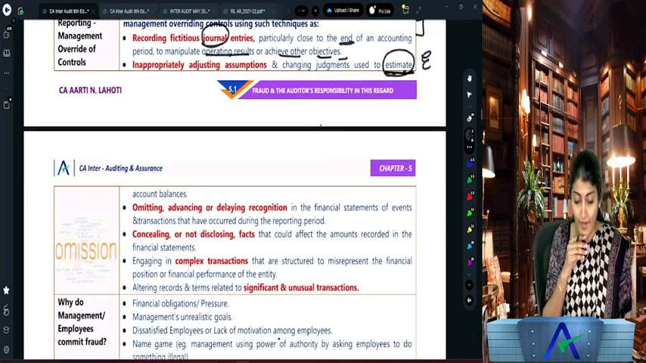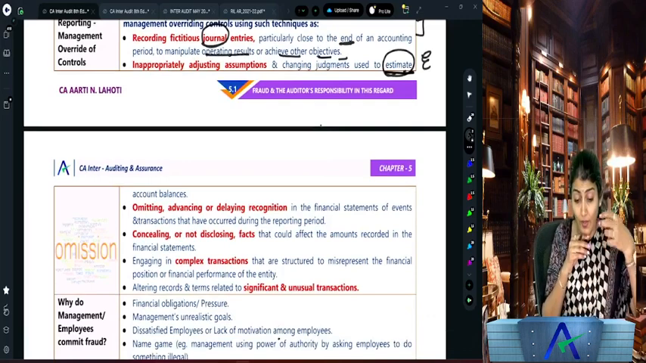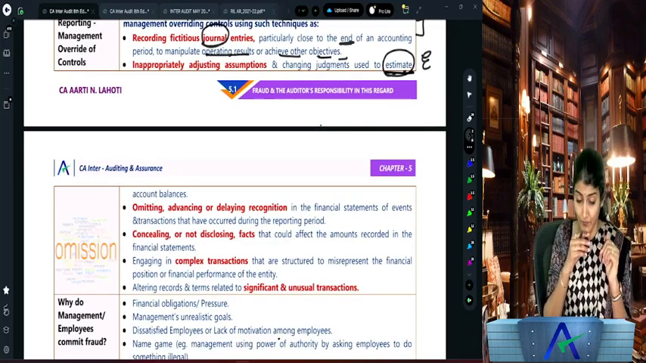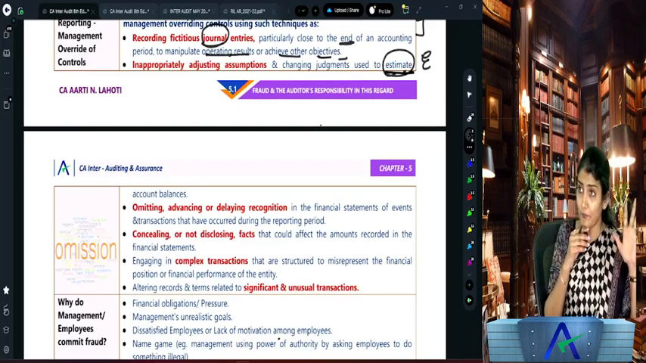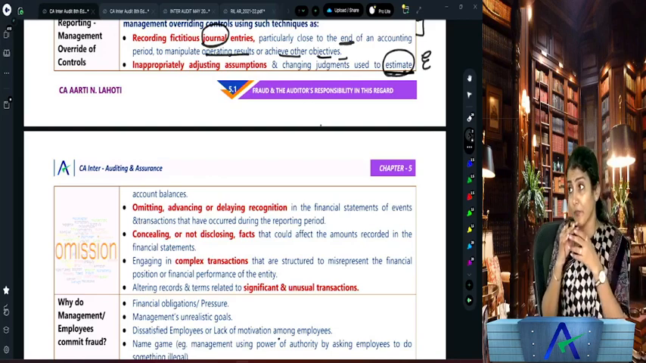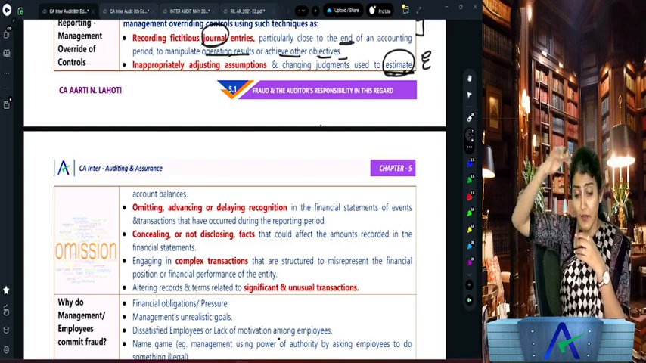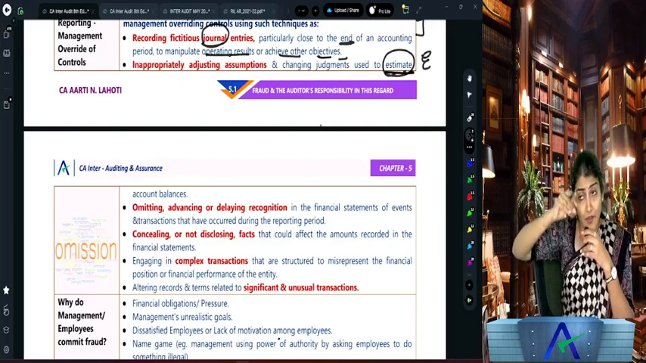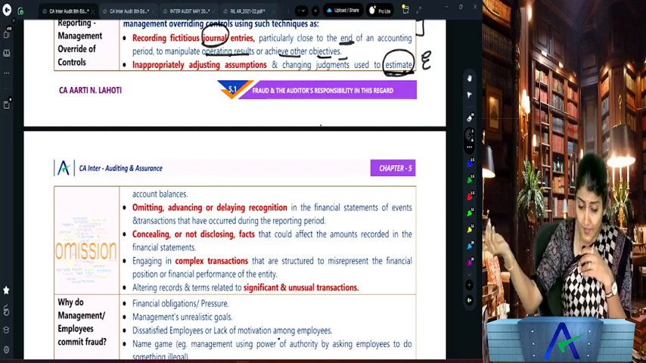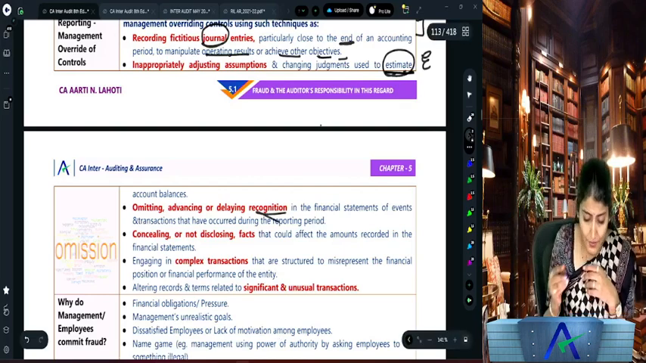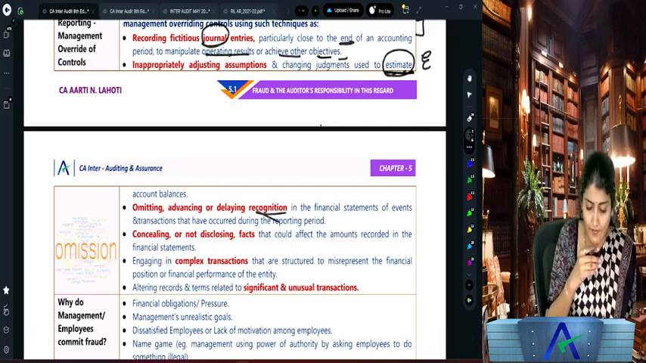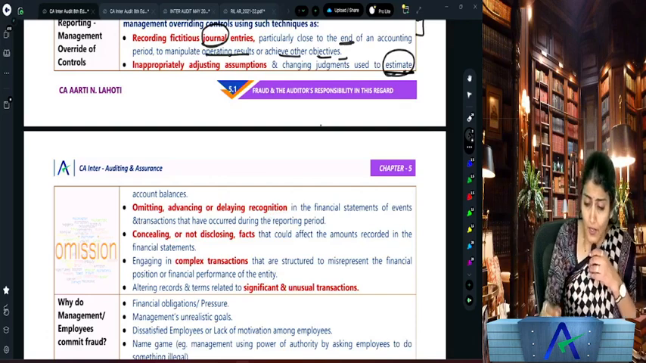Omitting, advancing, or delaying recognition. So omitting means what? Not recording at all. Advancing means what? Next year showing in the current year. Delaying means what? Current year showing in the next year. Recognition in the financial statements of the events and transactions that have occurred during the reporting period.